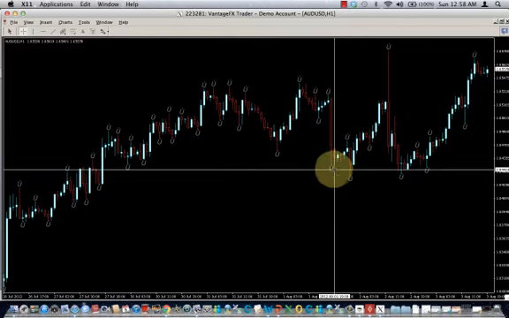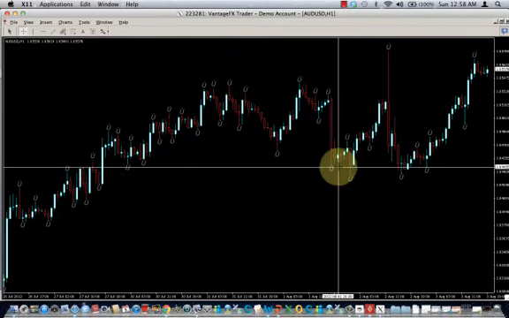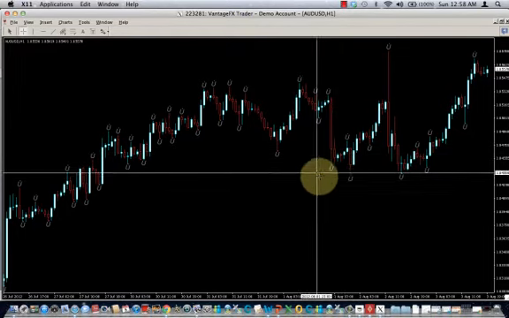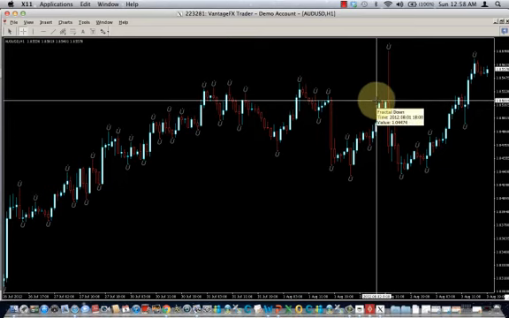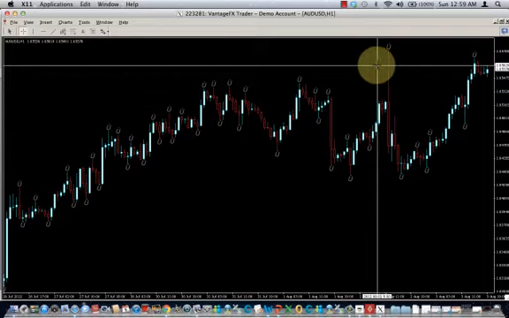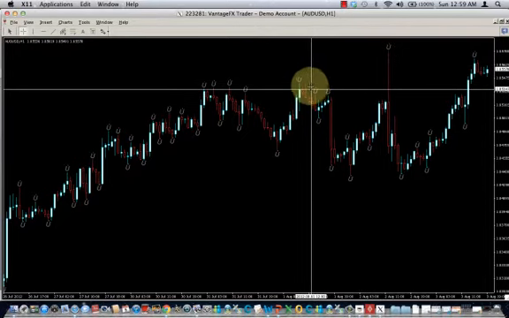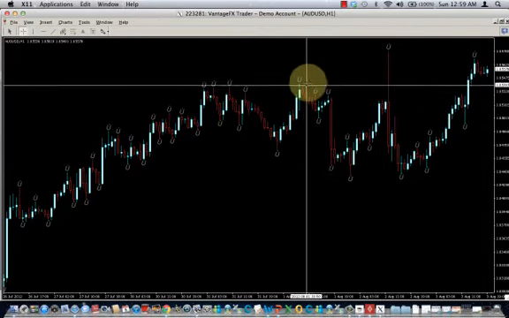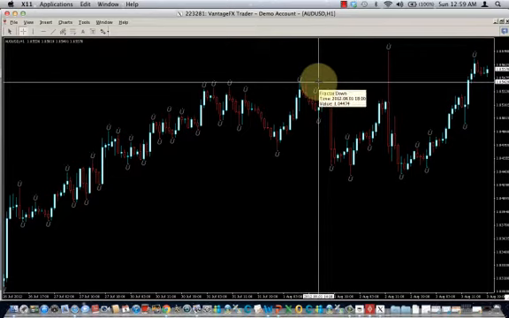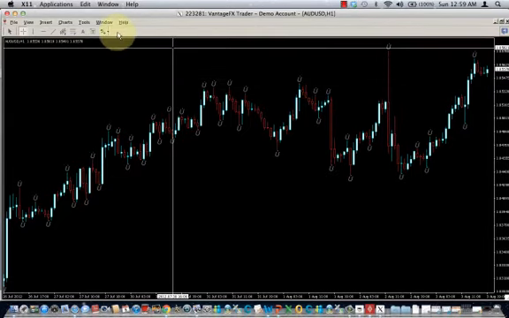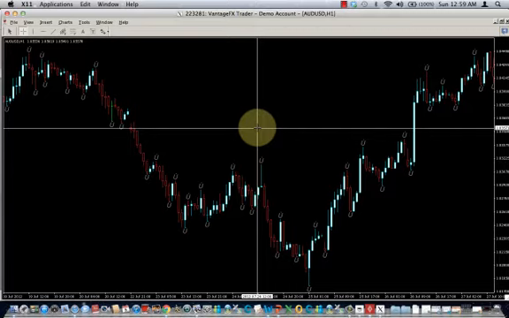Here, same thing. We have the fractal, two to the right and two to the left. So these are the defining structure of the highs and the lows. And if a high or a low forms and it does not have this fractal formation, then technically it's not a high, or technically it's not a low. So how do we use this information in real trading?